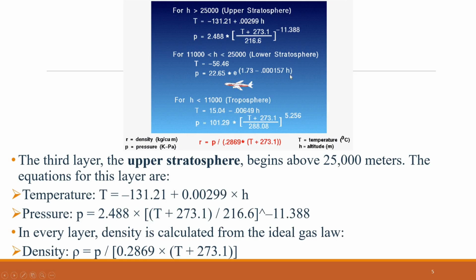In every layer, density can be determined from the ideal gas law as the pressure divided by the product of 0.2869 and the temperature at that height plus 273.1. We will learn about the ideal gas law on our next lessons. All of these values were given in metric units. Now I will give you the same values, but in English units.